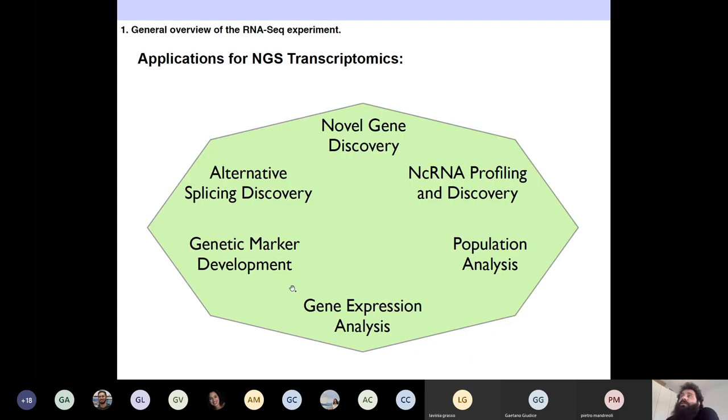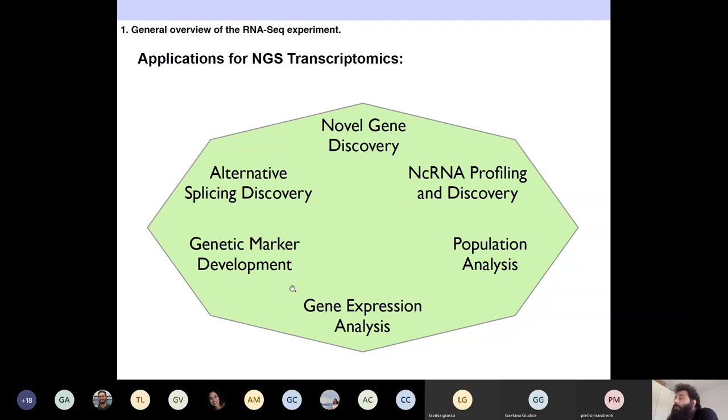So applications of next generation sequencing transcriptomics are very, very broad. Okay, you may want novel gene discovery from a species that has not been described before. You may want alternative splicing discovery, because maybe it has not been described before. Maybe you have some hypothesis there. Genetic marker development maybe is a good way to capture some regions of a genome that is very big. So for example, if you're working with the pine genome, maybe it's better to go for transcriptomes. You may want to do a population analysis. And again, you have different populations, different individuals, maybe do this transcriptomic analysis. It may not be the best, but it still will fix the problem.